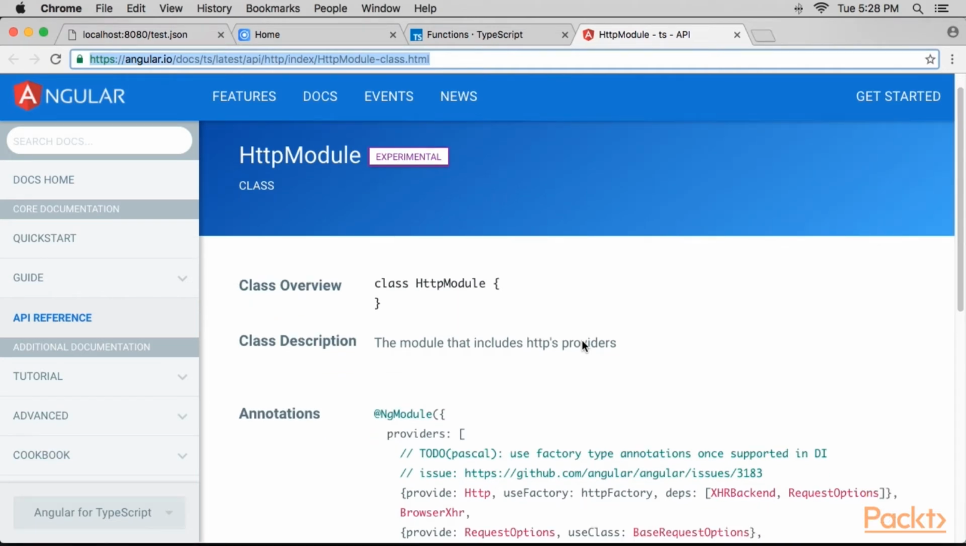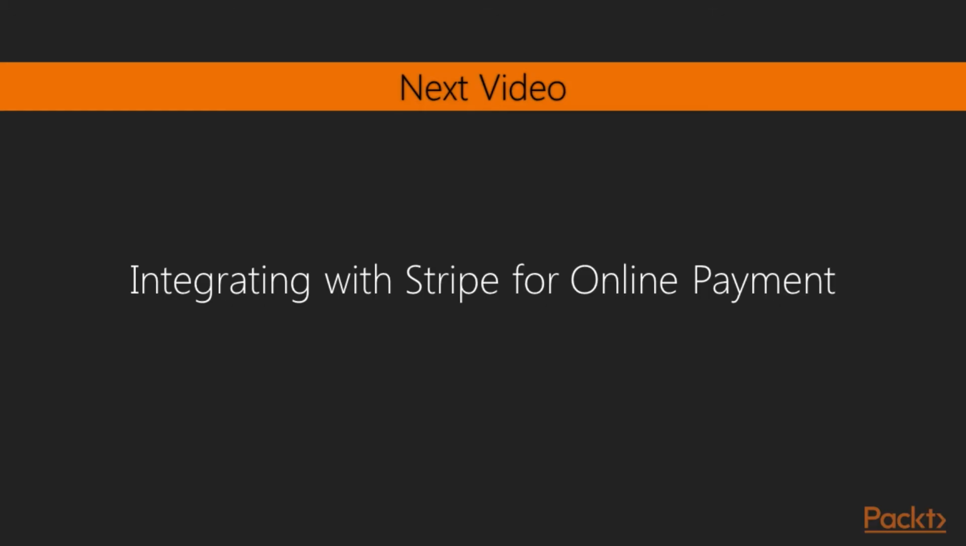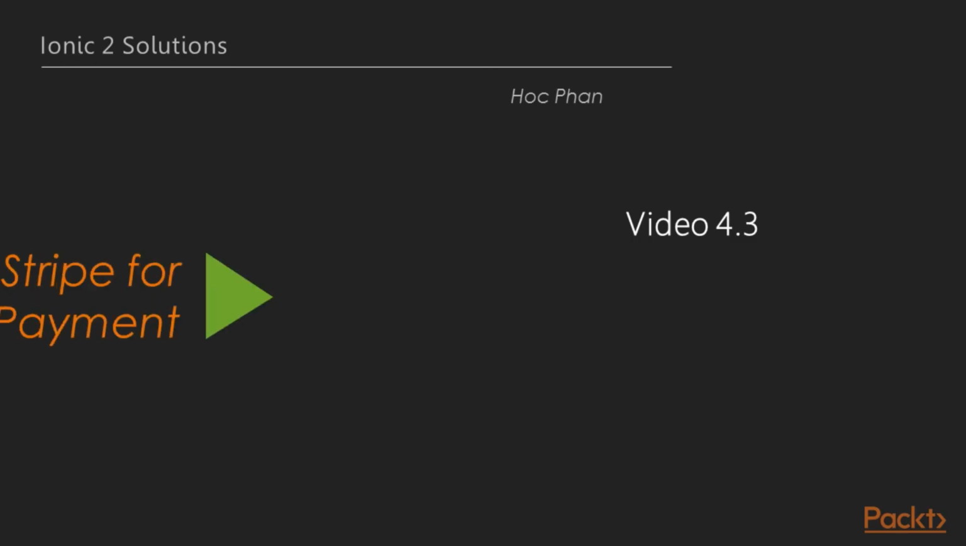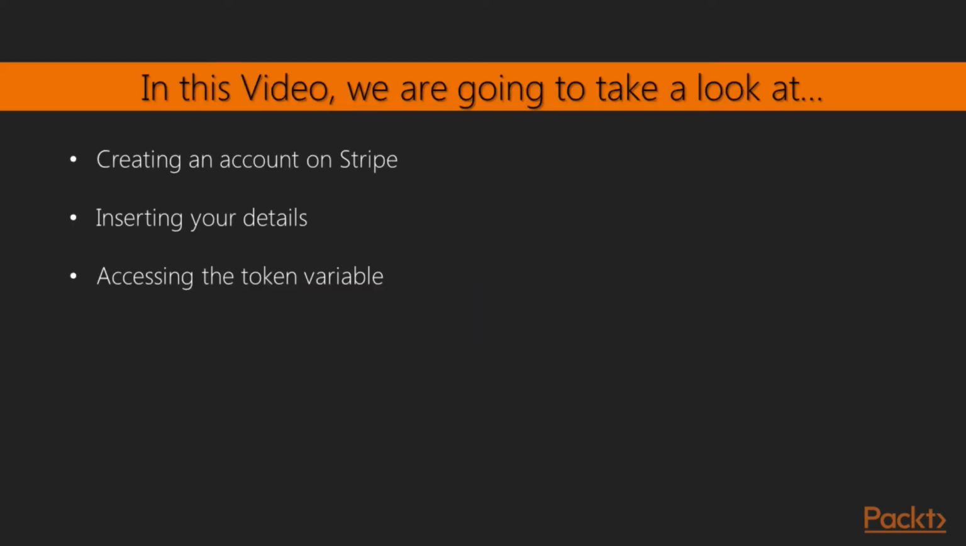In this video, we've learned how to retrieve data via a mocked API using a static JSON file. In the next video, learn how to integrate with Stripe for online payment. Welcome to the last video of the section, integrating with Stripe for online payment. In the previous video, we looked at retrieving data using a static JSON file. In this video, you'll learn how to integrate with a real back-end service for the payment process.